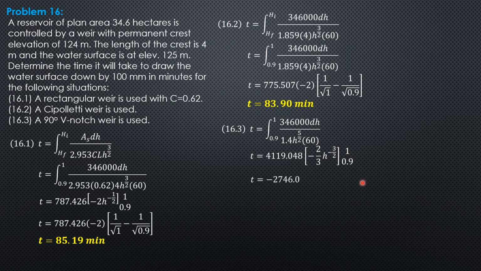So it would be negative 2746.032 times 1 over 1 to the 1.5 minus 1 over 0.9 to the 1.5. So solving for that, the time is equal to 470.2 minutes. So that's it for this problem.